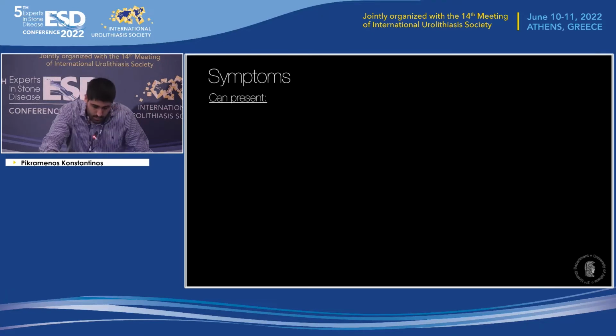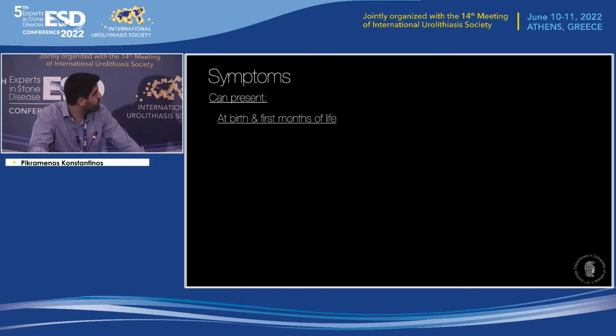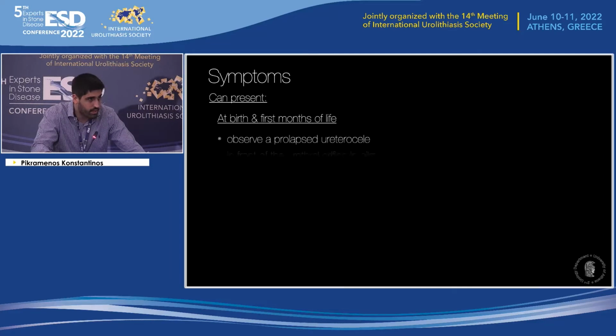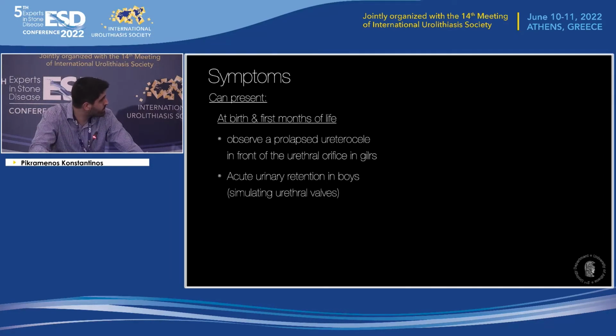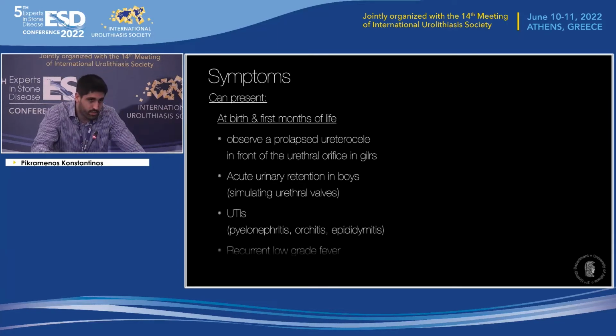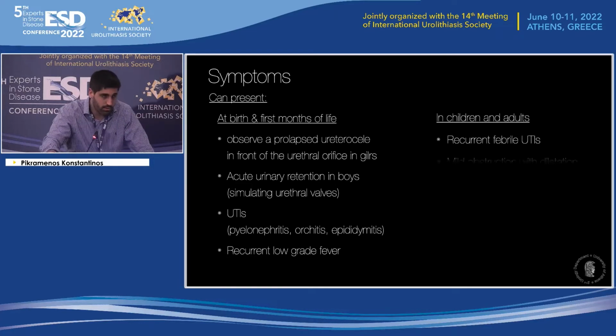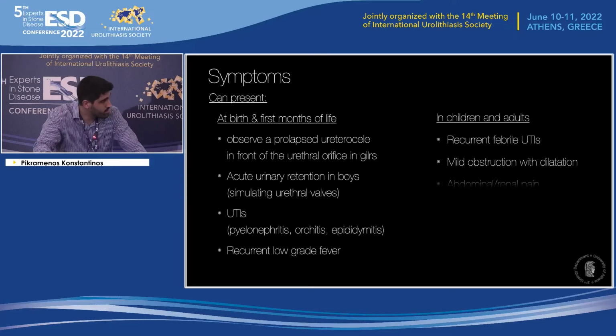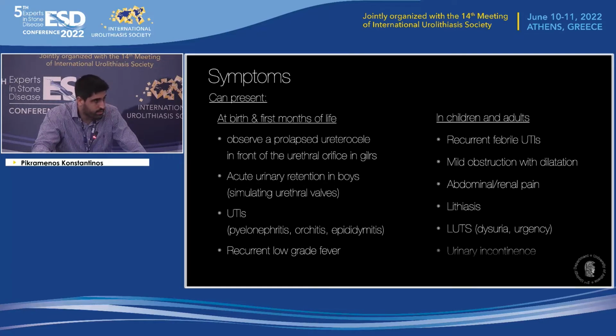The symptoms usually present at birth and in the first months of life. In girls, we can see the prolapsed ureterocele in front of the urethra. It can also present as acute urinary retention in boys, UTIs, and recurrent low-grade fever. In older ages and in adults, we see recurrent febrile UTIs, a mild obstruction with dilatation, abdominal or renal pain, lithiasis, LUTS, and urinary incontinence.